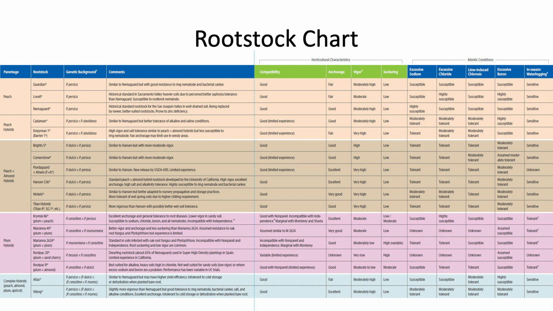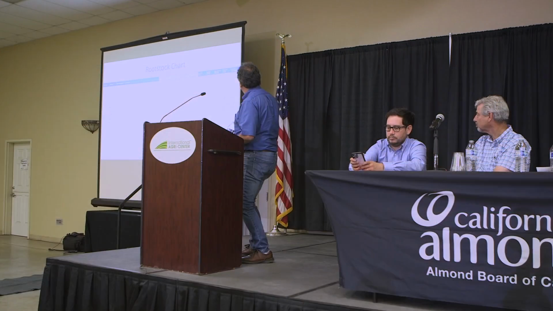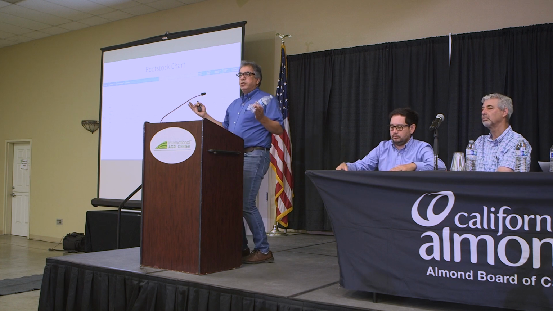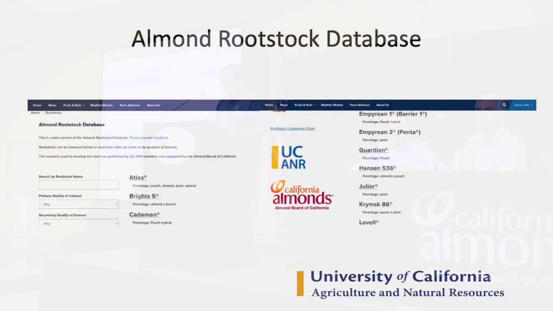If we are looking at toxic ions, look here. This is the excessive boron. For example, you will see that all the peach almond hybrids, this is the parentage, okay, they are moderately tolerant to boron toxicity. But look at the Lovell. Lovell is highly susceptible. It tells you exactly what you need to know.